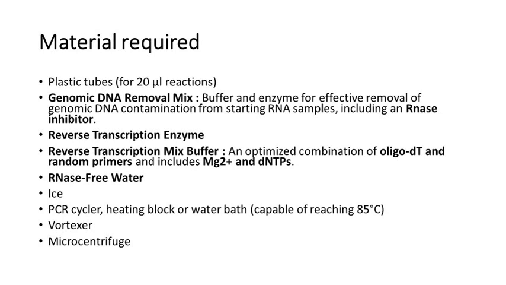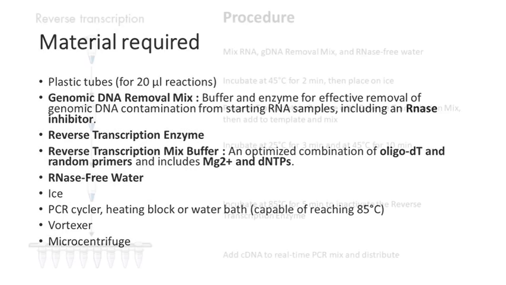So magnesium ion is very essential for the enzyme activity, and also the dNTPs are the ones which are going to be added to the cDNA. And then you need RNase free water. It is a molecular biology grade water, so it is free of any enzyme, DNA or RNA degrading enzyme, nucleases. Then ice, PCR cycler, thermocycler or heat block, and water bath, vortex and microcentrifuge. So these are the things that are necessary for doing your experiments.